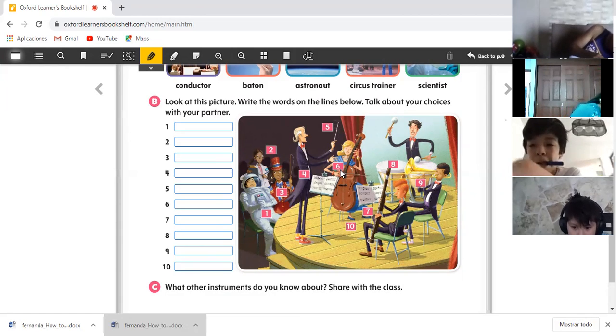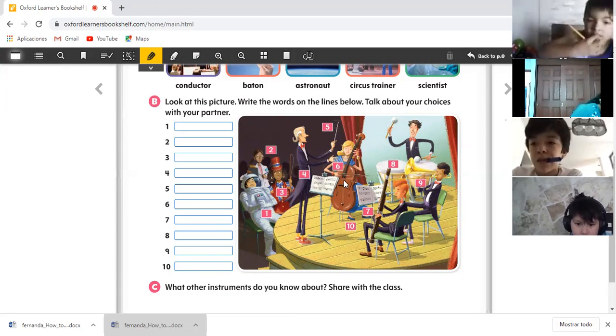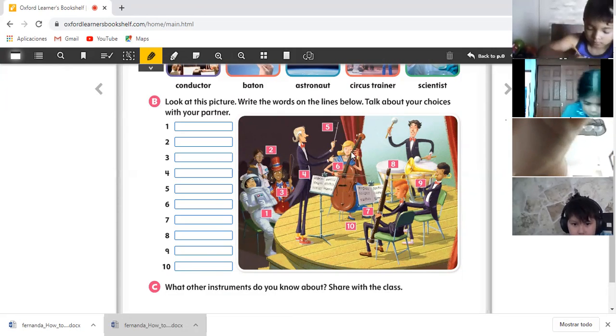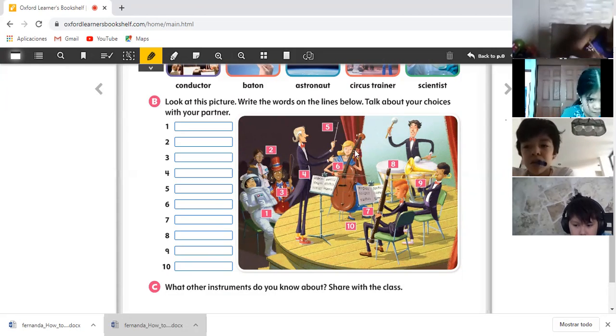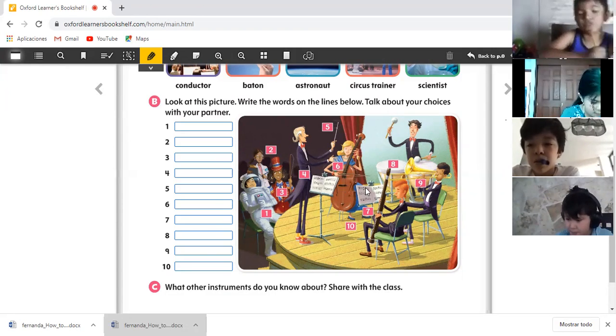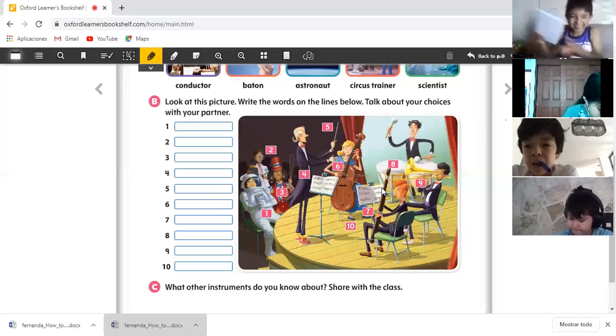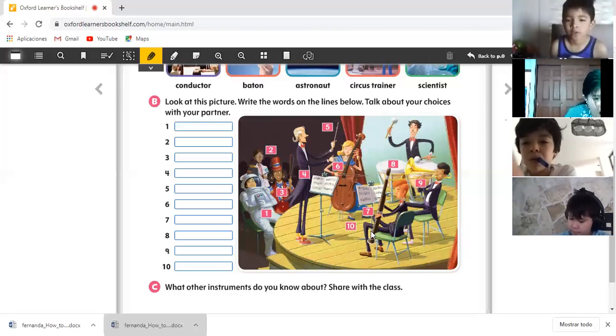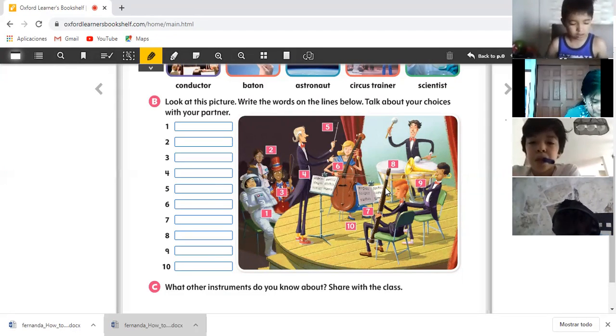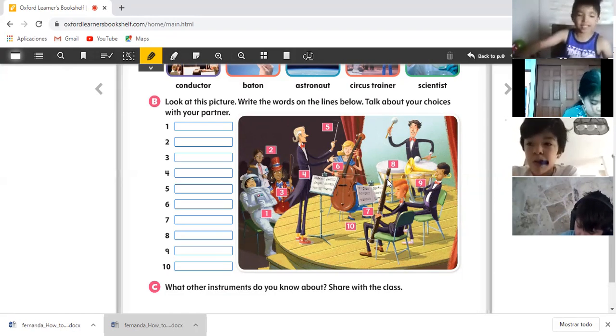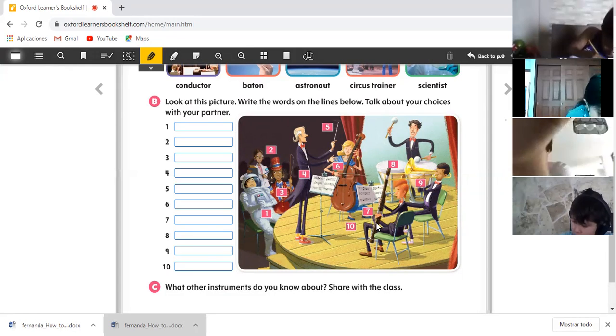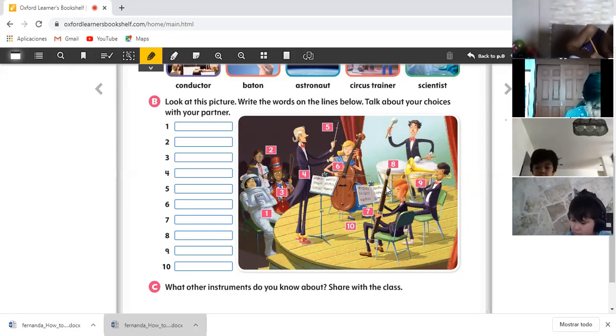What do we have here? What is this? Cello. C-E-L-L-O. Cello. Then we have this. What is this? Bassoon. It sounds like bazooka.